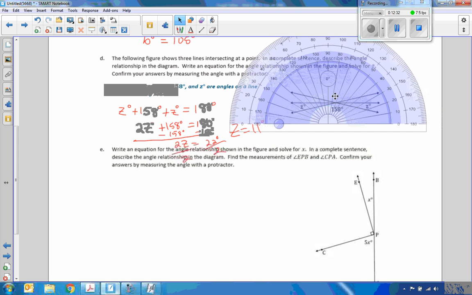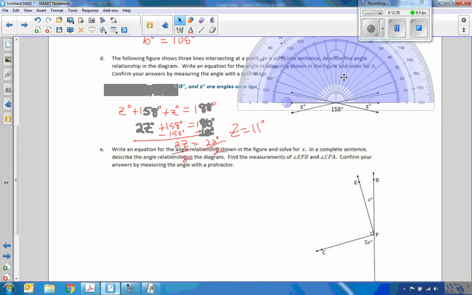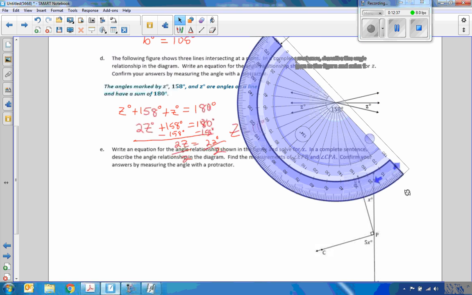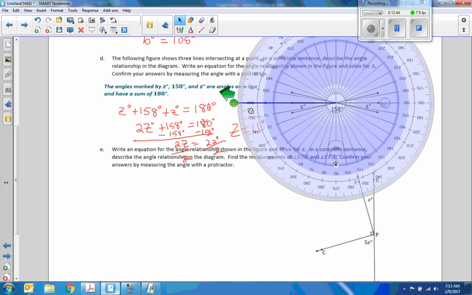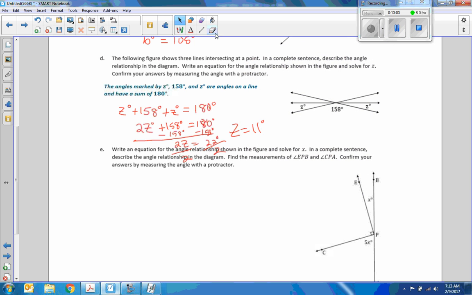And I want to measure Z, so I'm going to put my protractor right on the vertex. I'm going to rotate it around so I'm on my line, and then I'm going to measure Z. If I bring this down to here, that is 11 degrees right there. I'm off a little bit, but this diagram is close. Okay, so there it is. Alright, so I'm going to erase this so we can read the next problem.